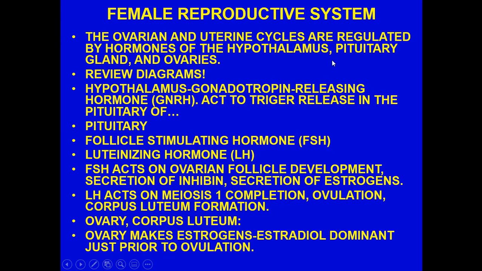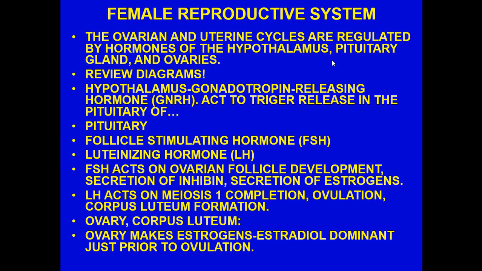The next area we're going to be discussing is the ovarian and uterine cycles and how they're regulated by the hormones of the hypothalamus, the pituitary gland, and the ovaries. I strongly encourage you to take time to review the diagrams, which I will put up on the slides in a minute, but they're also available on pages 1024, 1025 of your text. Let's start off first and foremost with the hypothalamus, okay? It's going to produce and release gonadotropin releasing hormone, okay?